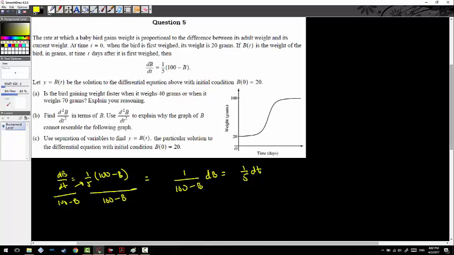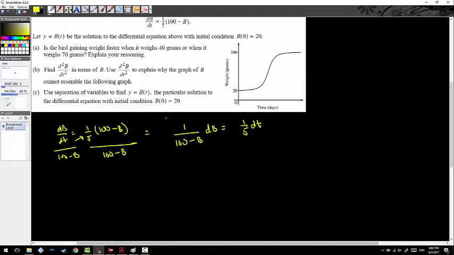So how do I go from here? I'm going to integrate both sides here. And what I get is the natural log of 100 minus b, but I also have to remember that if I derive this thing, a negative will chain out via chain rule. So I'm going to go ahead and just account for that negative by reversing the negative here. And what that gives me is 1/5 t plus c.